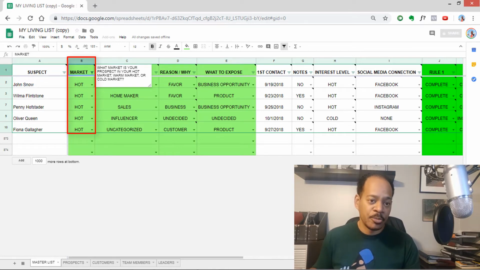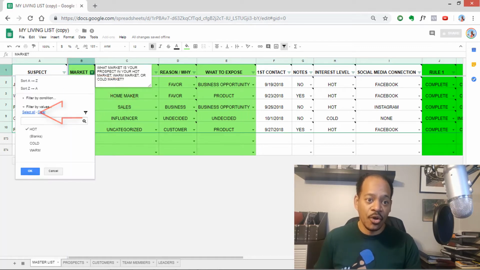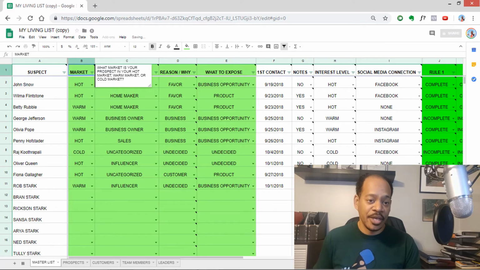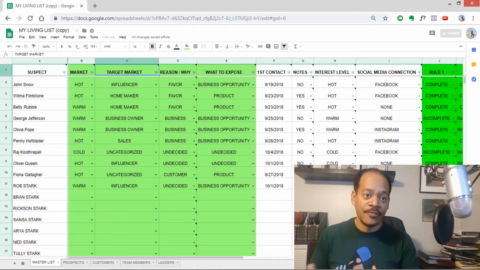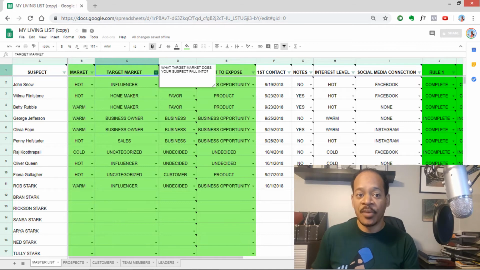And now when we look at our spreadsheet, we only see our hot market contacts. If we want to go back to seeing all our contacts, all we need to do is go back to the top of the column, click the arrow, and select all. And now we can see everyone on our list again. The best part about this is we can sort and filter any of these categories. For example, if we want to sort by target market to focus our effort on a specific group of people, we can do this really easily.